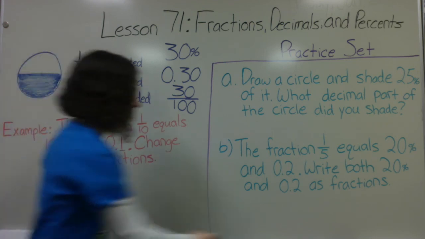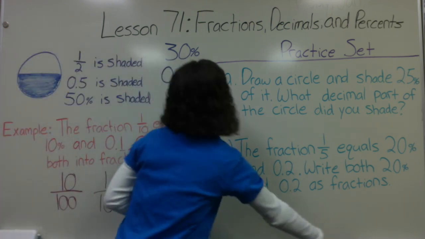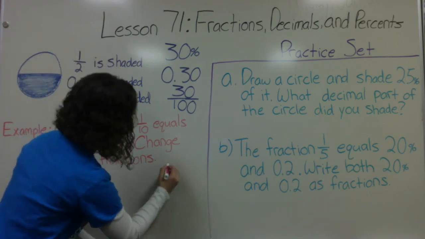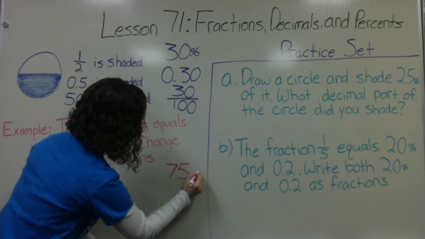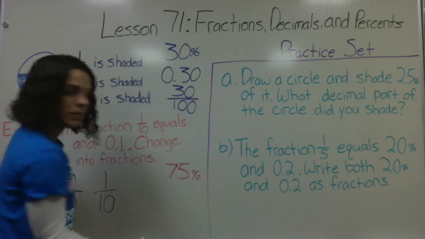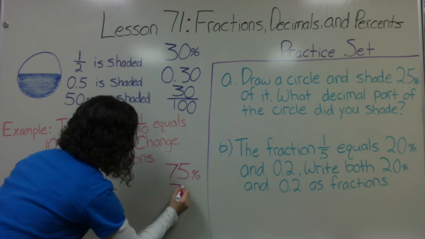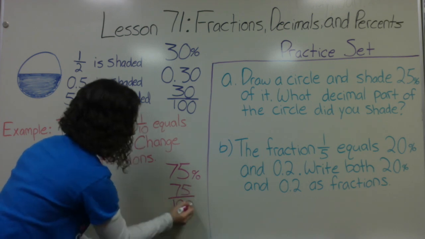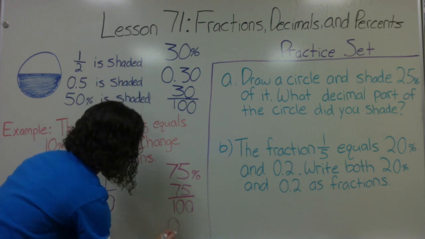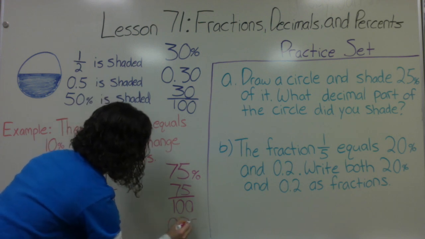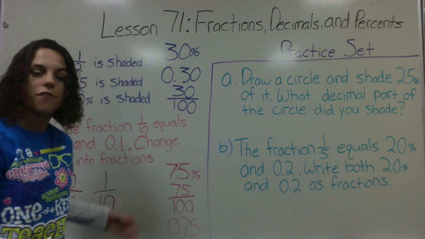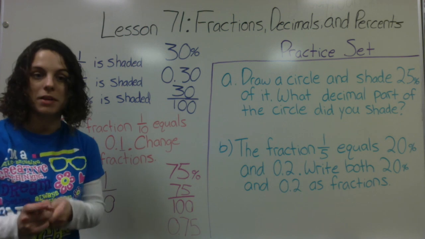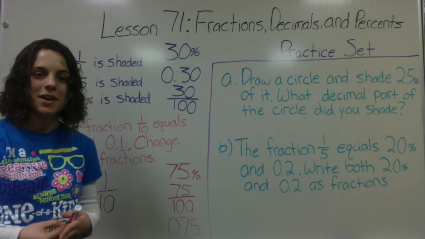If I were to have, let's say, 75%, 75% means out of 100. So that means I have 75 out of 100, or 75 hundredths, and I would write it as 0.75. So they're all fairly easy conversions right now. We'll go over more in class and do some practice with some manipulatives and get some hands-on materials with this.